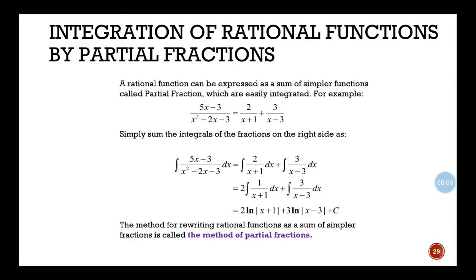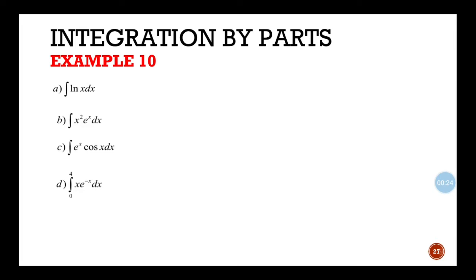Okay, hi guys. Today we're going to learn about integration of rational functions by partial fractions. But first, I want to show you the solution for the previous example, which is example C. I think I haven't shown it to you yet. So C, the question is the integral of e^x cos x dx.